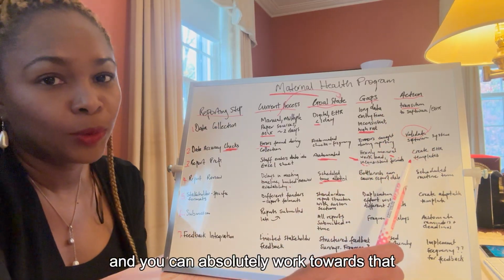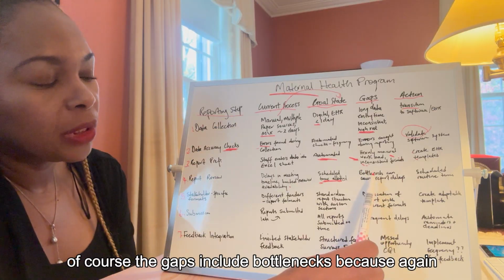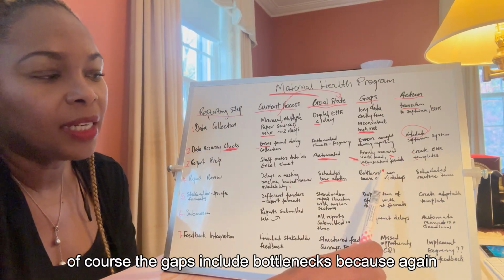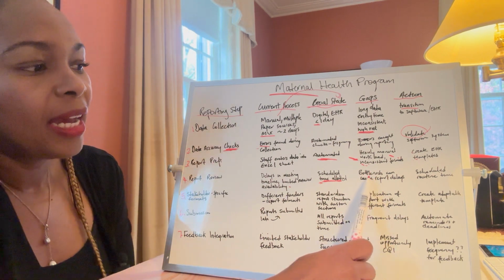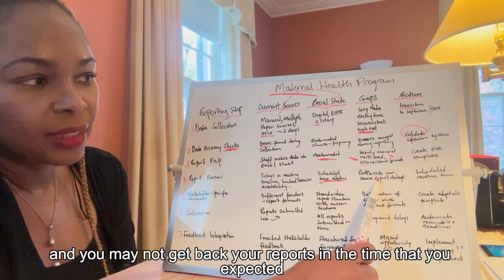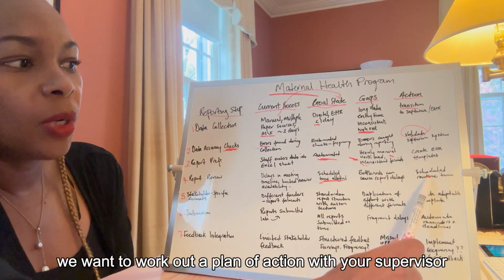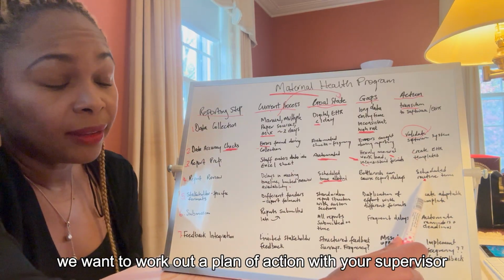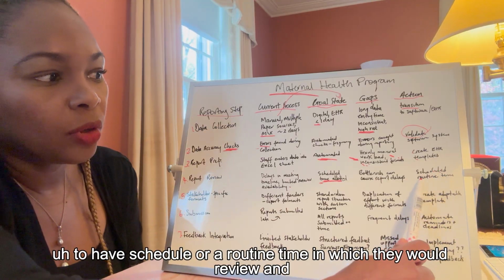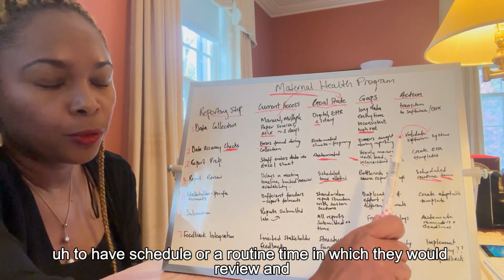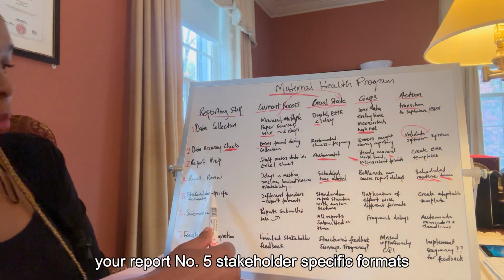And you can absolutely work towards that. Of course, the gaps include bottlenecks, because again, there are many priorities coming on your supervisor's desk, and you may not get back your reports in the time that you expected. And so for the action, we want to work out a plan of action with your supervisor to have a schedule or a routine time in which they would review and provide back your report.